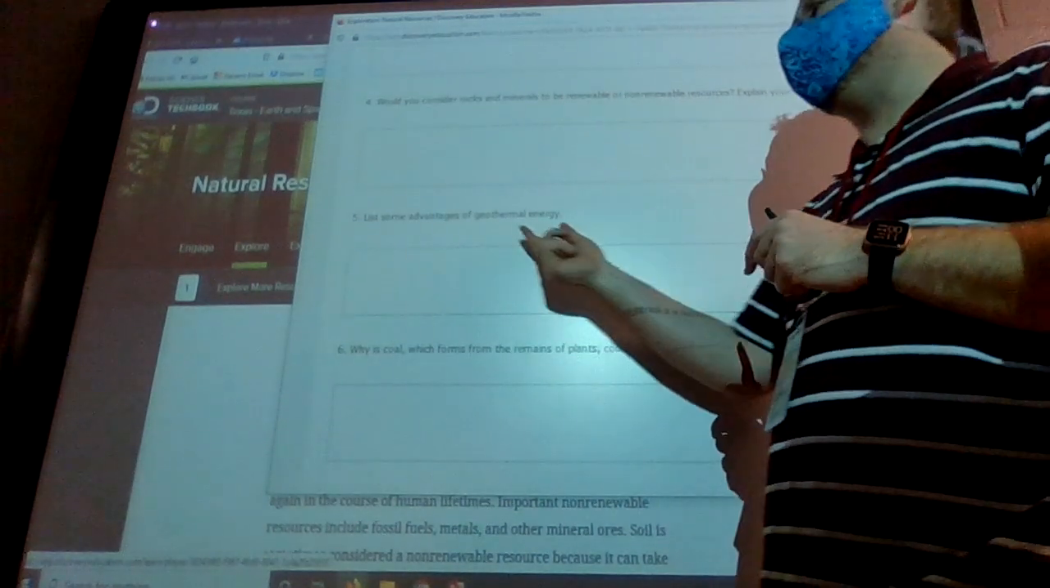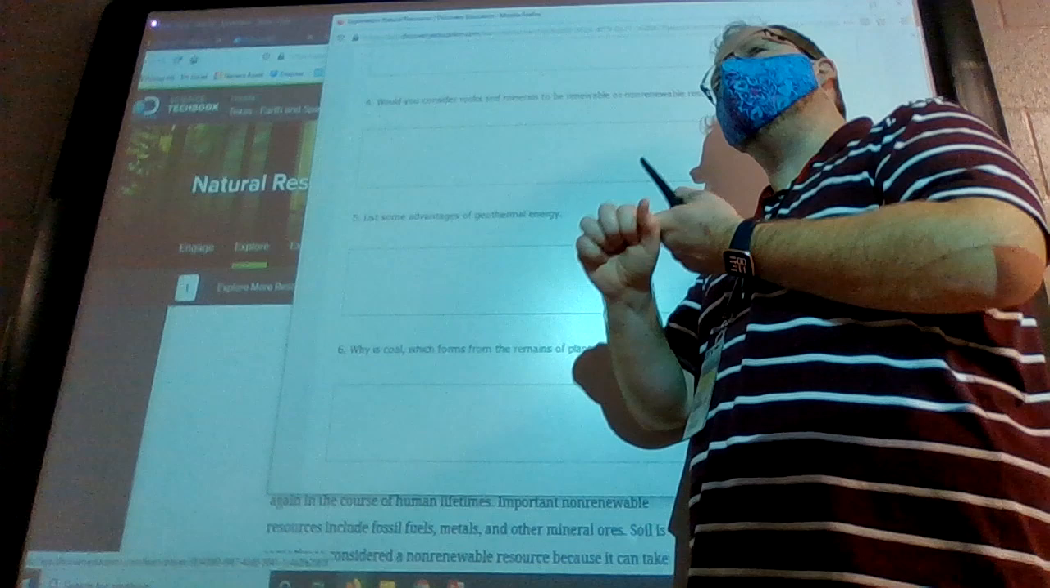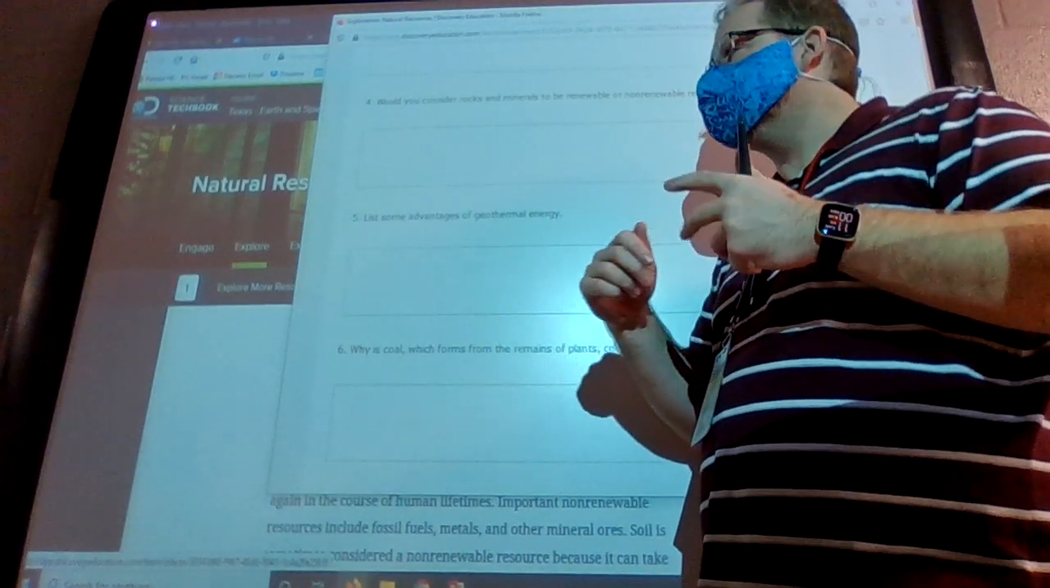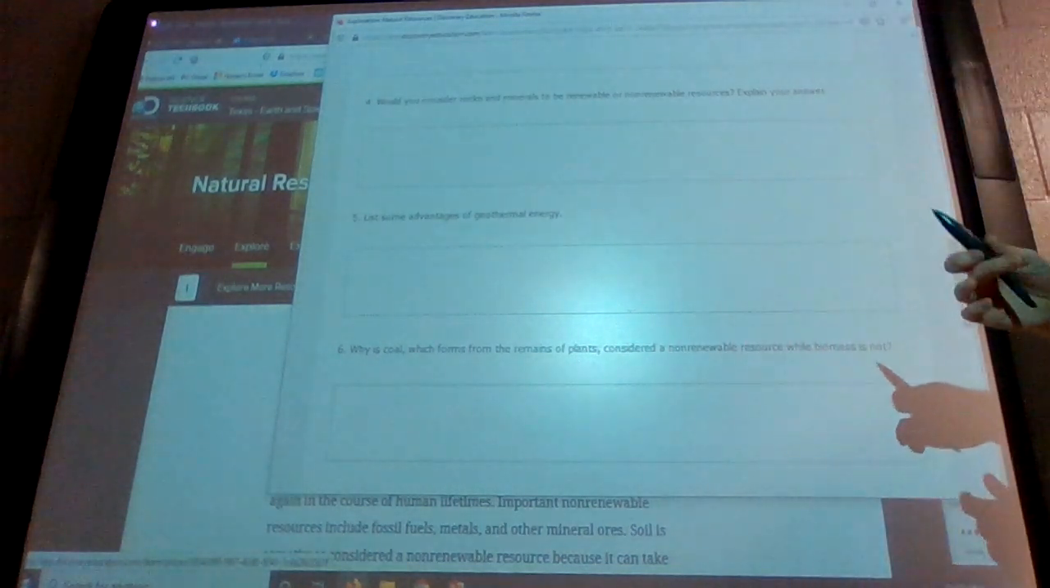So advantages of geothermal energy: clean, almost infinitely renewable resource. You just have to build the infrastructure to get it.